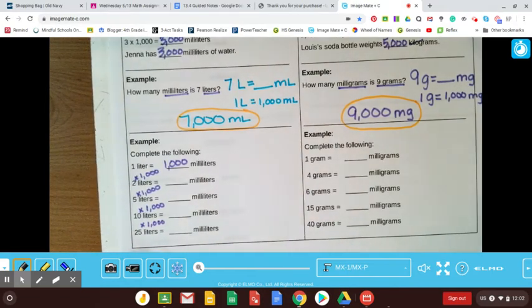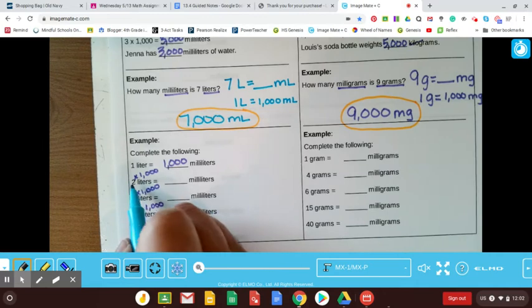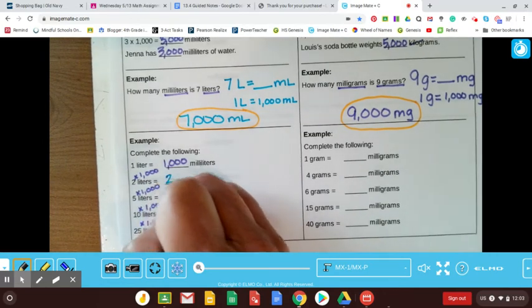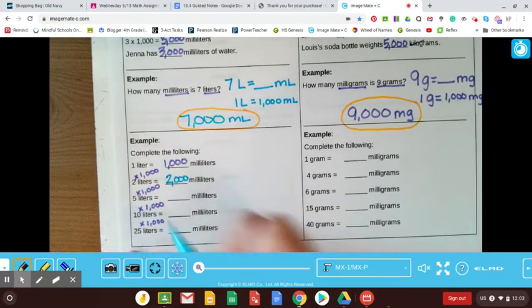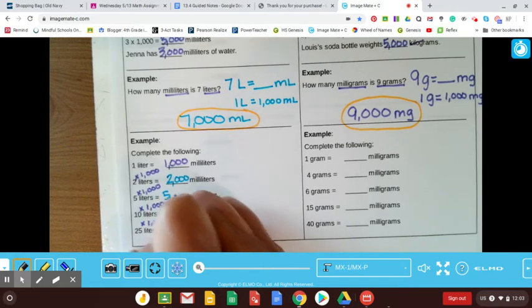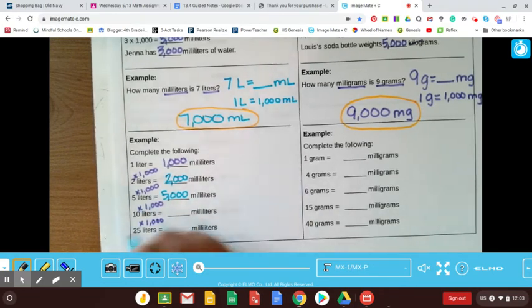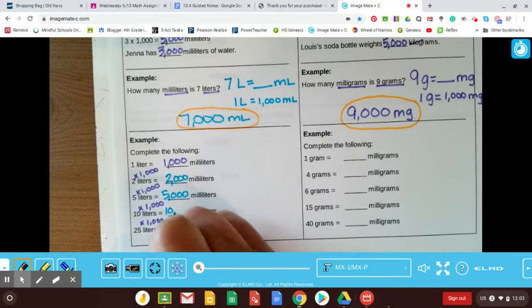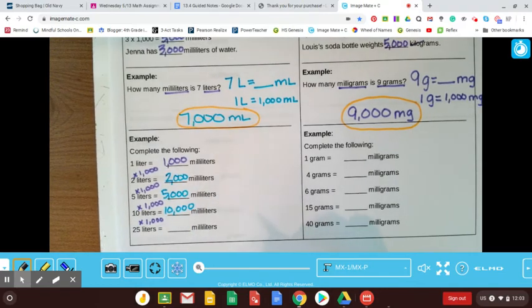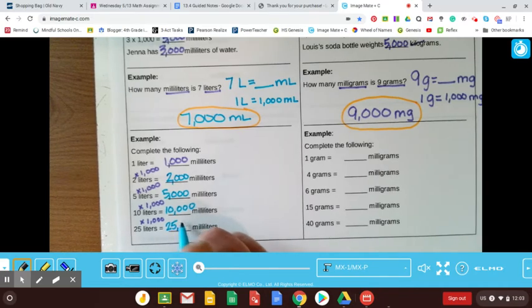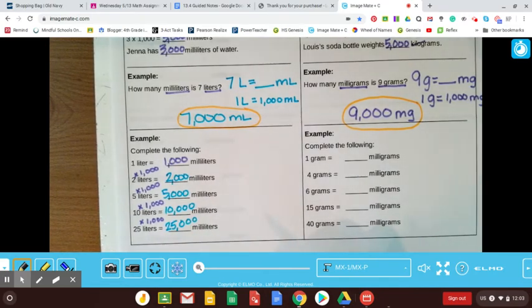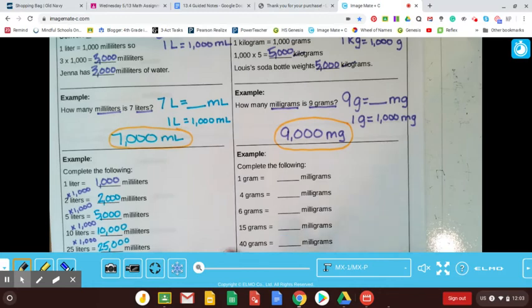And the cool thing is we can do most of this in our head. 2 times 1,000 is 2,000. 5 times 1,000 is 5,000. 10 times 1,000 is 10,000. And 25 times 1,000 is 25,000.